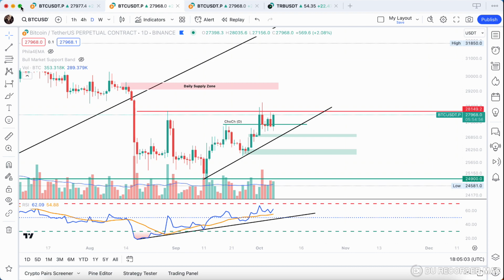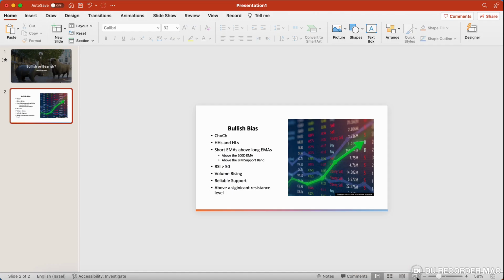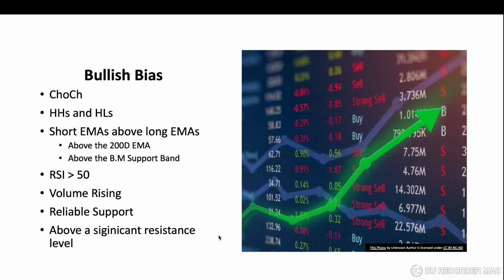So I have compiled a few conditions to consider if an asset is bullish or bearish, and I will go over each of these conditions with you on the chart, and at the end of the video we can determine a bias, if the bias for Bitcoin is to the upside or to the downside. Now, these are my criteria. Yours may be different, but these are mine.